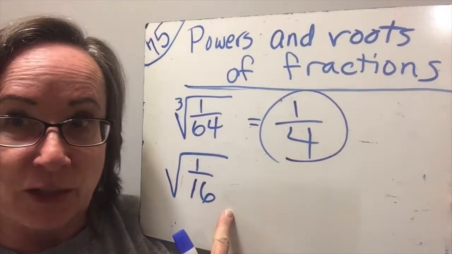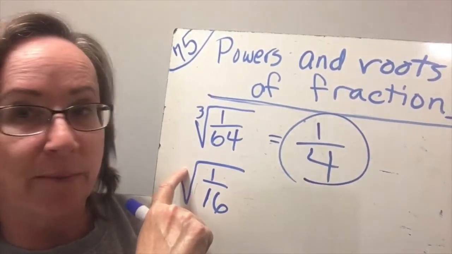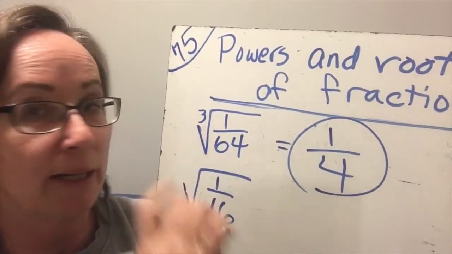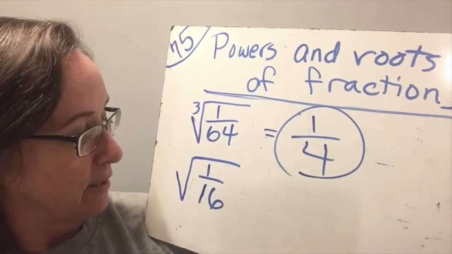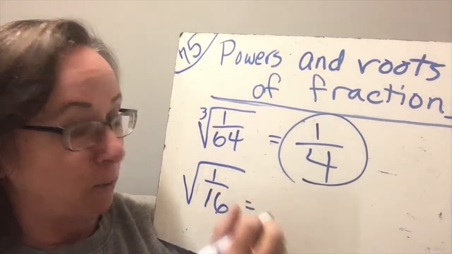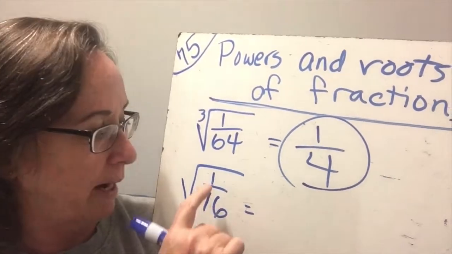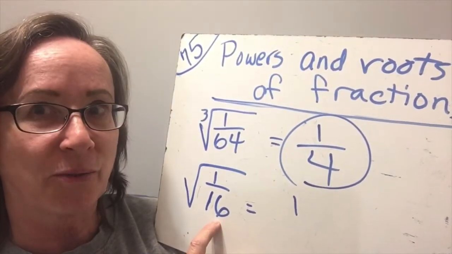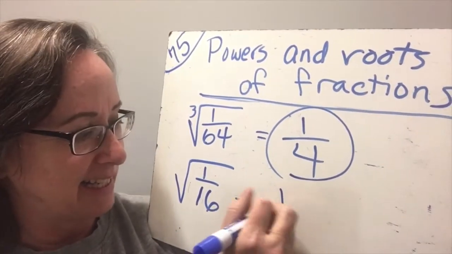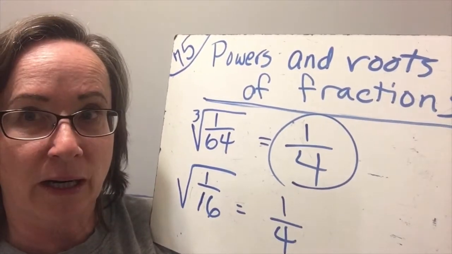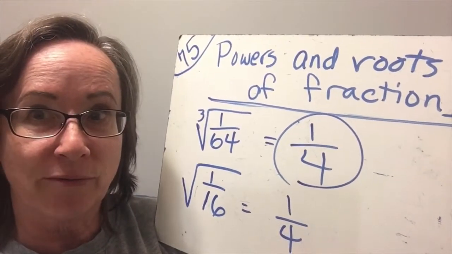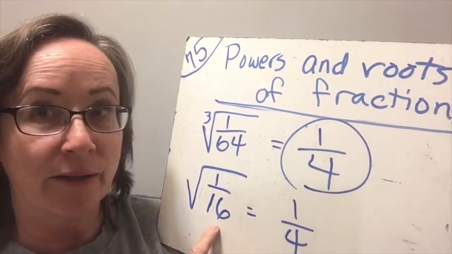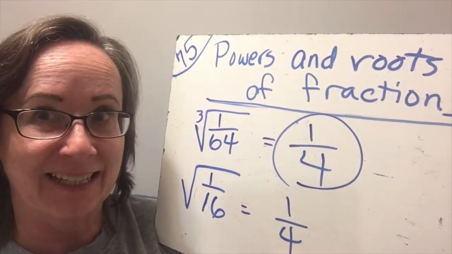This one is the square root. If I don't have a number in here, it's always the square root. If I do have a number, like this one, it's the cubic root. So this one is going to be, what number will I need to square to get 1? Well, that's still 1. What number will I need to square to get 16? And that would be a 4. So 1/4 times 1/4 does give me 1 over 16. So the square root of 1 over 16 is 1/4.